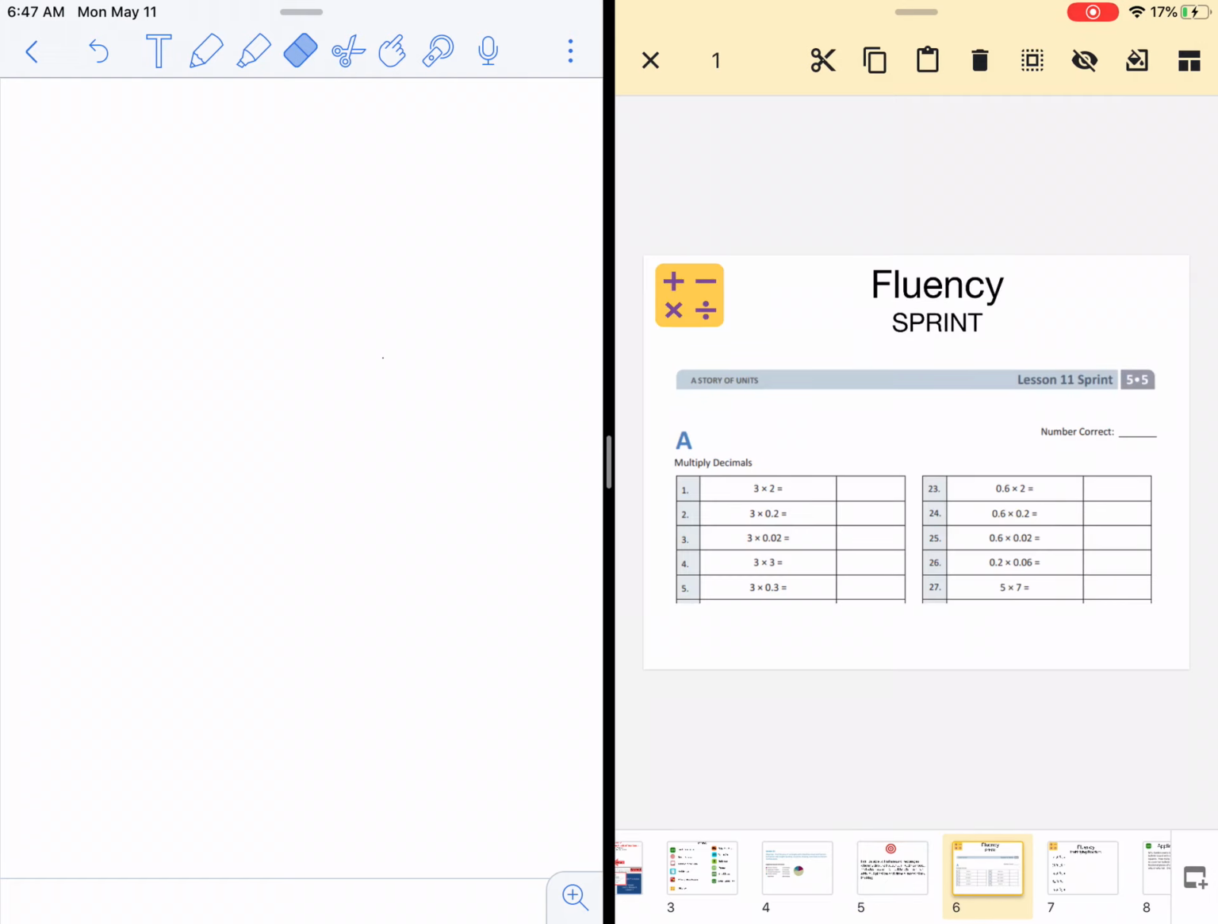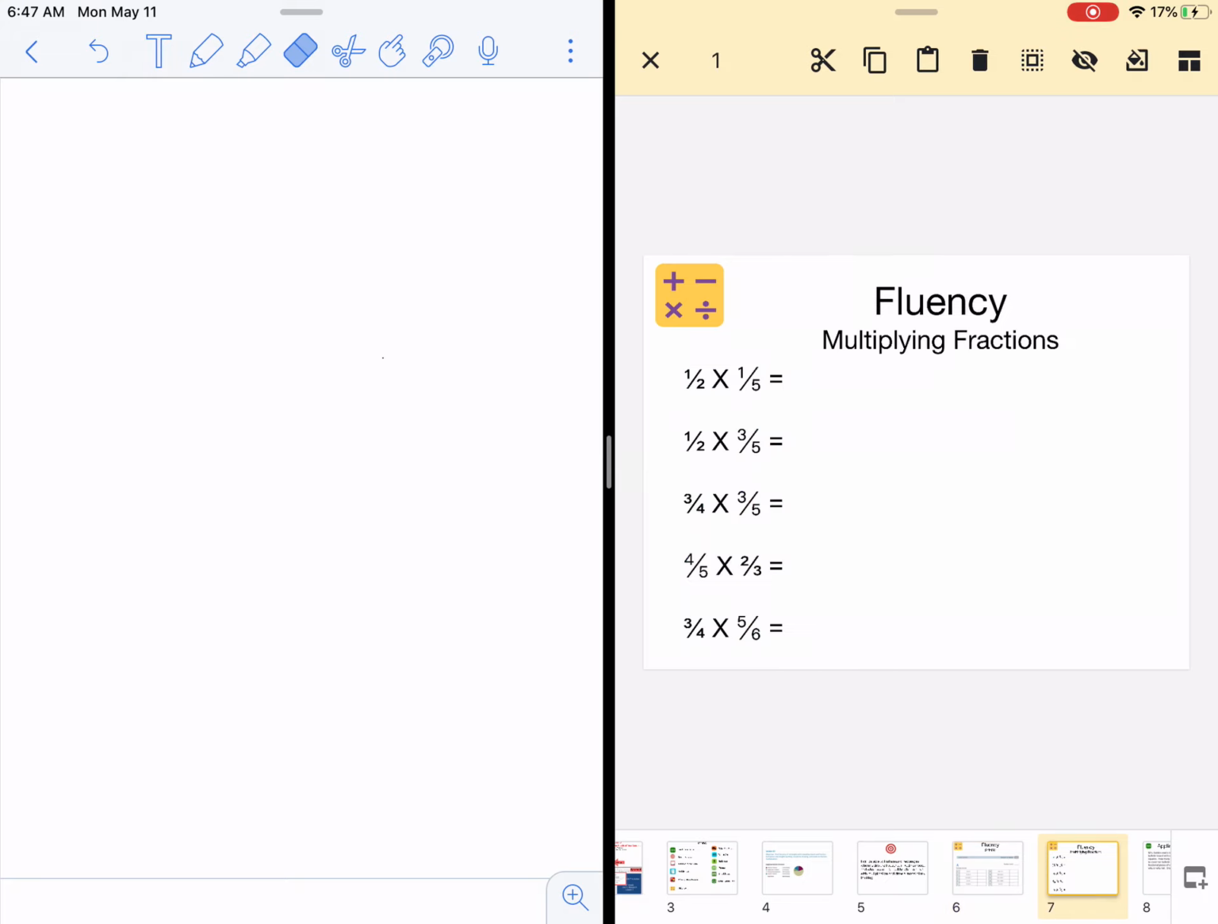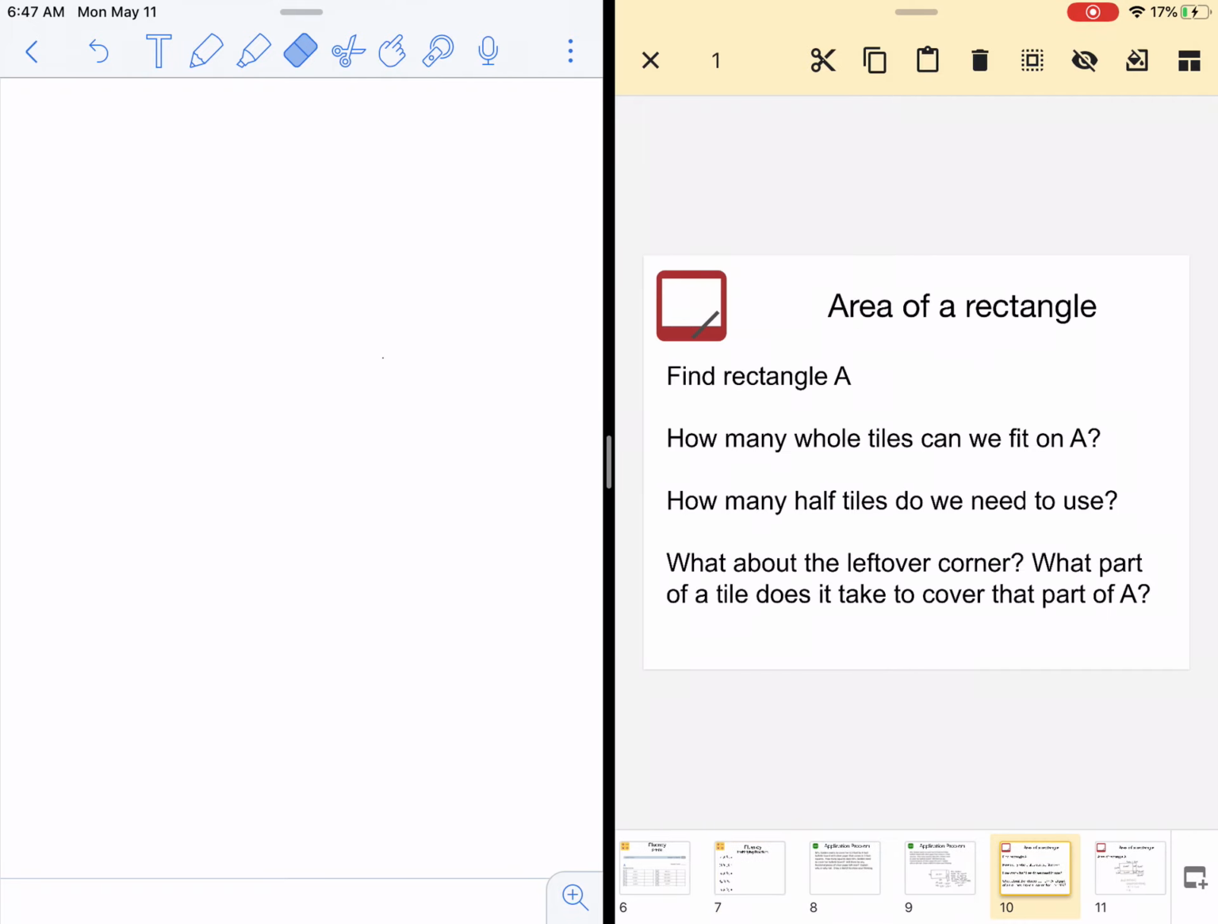So if you would like to do some fluency practice, you can pause the video and write down these fluency sprint practices. And there's another one for you. And then we're going to move on to rectangle A.